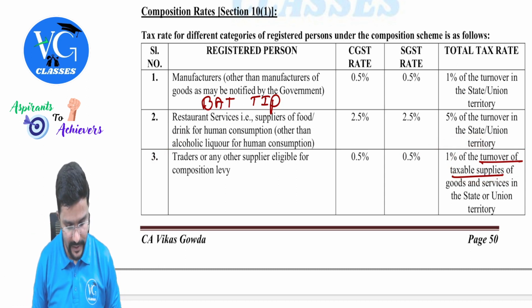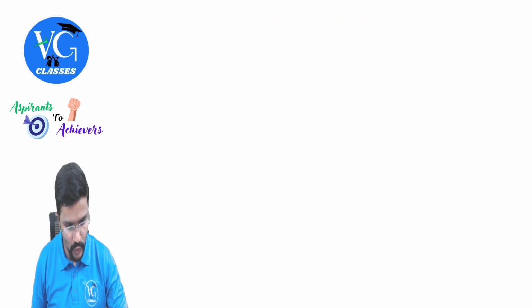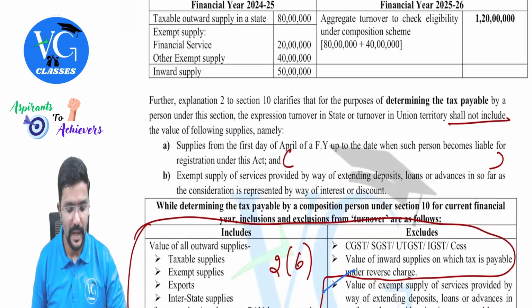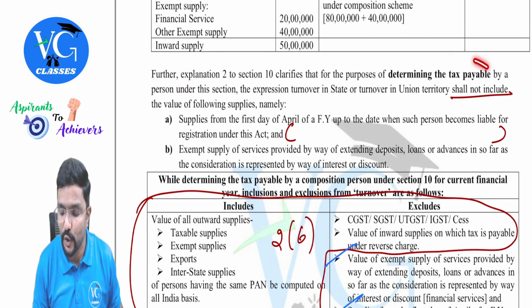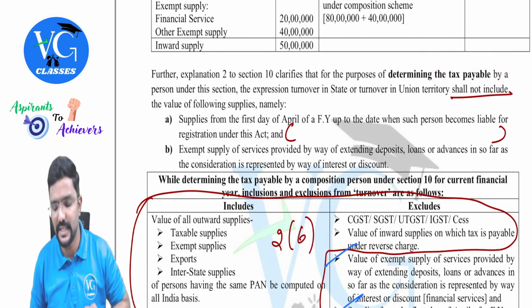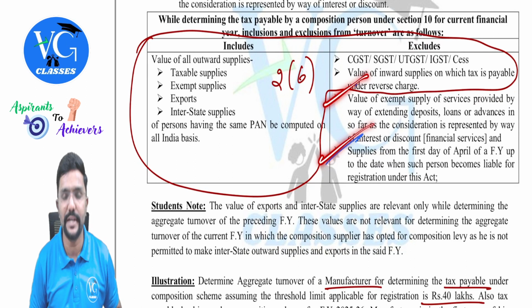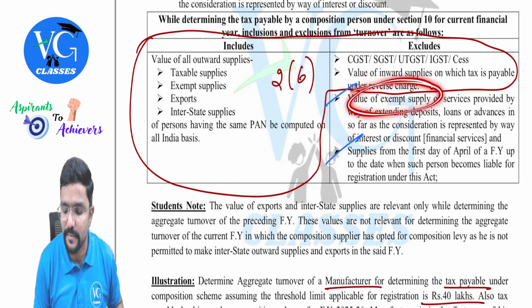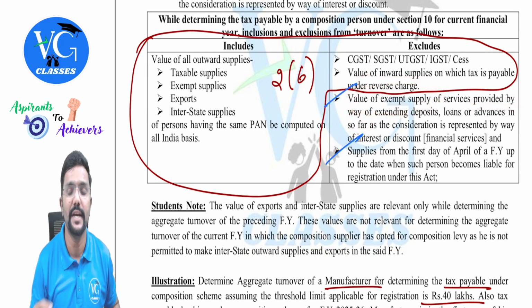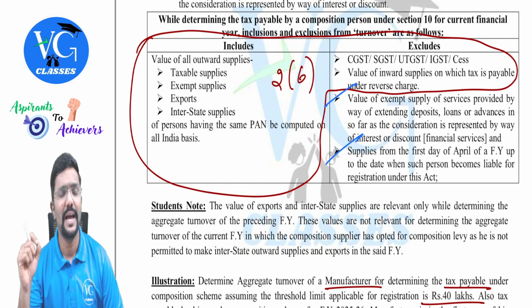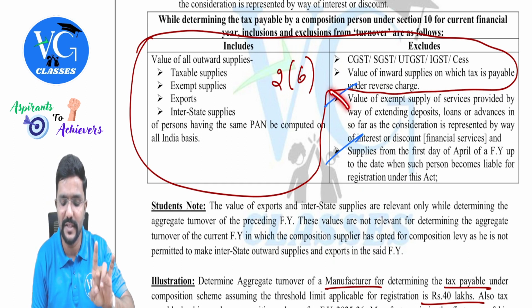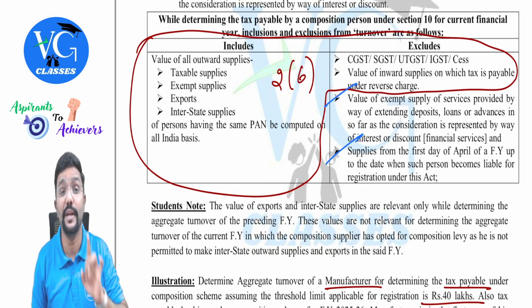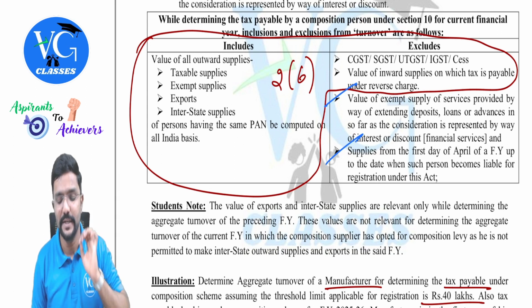Yes. But coming to explanation 2 to section 10, while computing the turnover to determine the tax payable, that is in the current year, we need to exclude two special items. One is with respect to value of exempt supply of services provided by way of extending deposits, loans or advances in so far as the consideration is represented by way of interest or discount. But this anyway is not there in the question. You need not consider it. You can ignore it. Yes, sir.